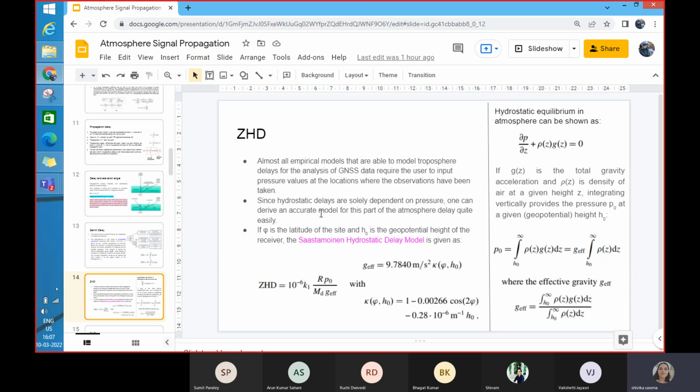We have seen how it is easier to model the dry part, the hydrostatic delay or the ZHD, because we need only the location information and pressure during the observation. One of the models that we will discuss later on is the Saastamoinen model to model the ZHD. It is an empirical model using pressure values.